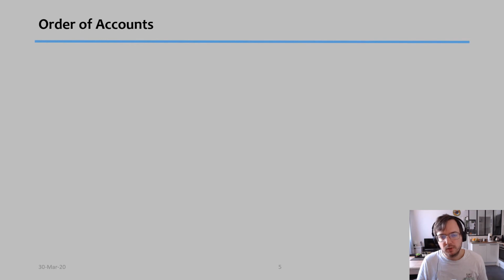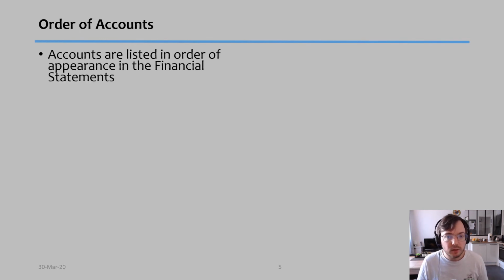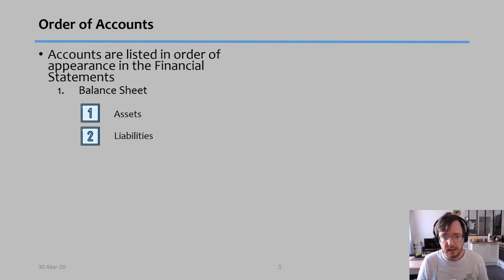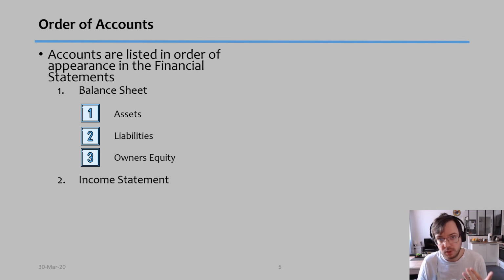So accounts follow a certain order, and typically what would happen is we organize the accounts according to the order that they show up in the financial statements. The first financial statement we do is the balance sheet, and the balance sheet is organized first by assets, then by liabilities, third by owner's equity. And then the document we would do next is the income statement. And in the income statement, the first thing that shows up, in other words, our fourth category, would be revenues, and then it would be expenses.